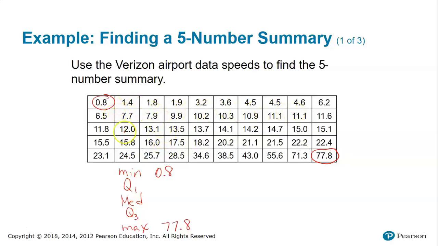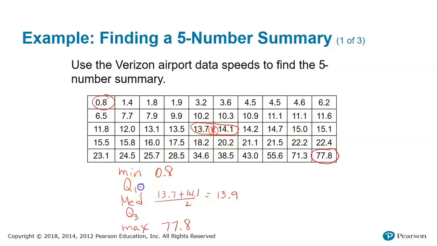So we've got 20, 21, 22, 23, 24, 25. So here's our middle 2 values. If we average those two together, 13.7 and 14.1, then we're going to end up with 13.9 for our median. Okay, so our median is here in the middle.